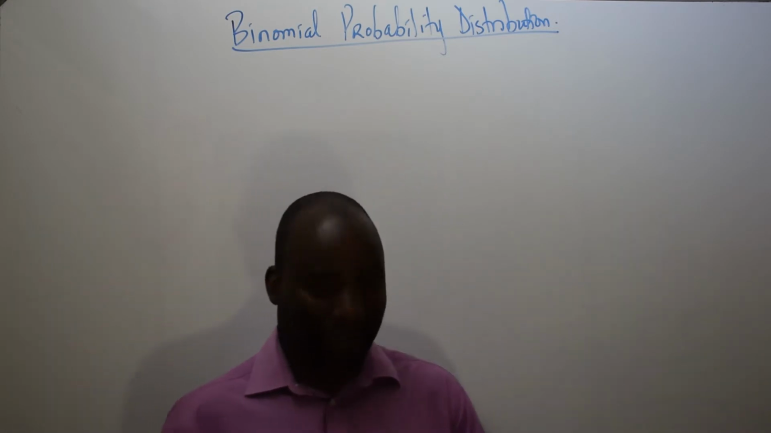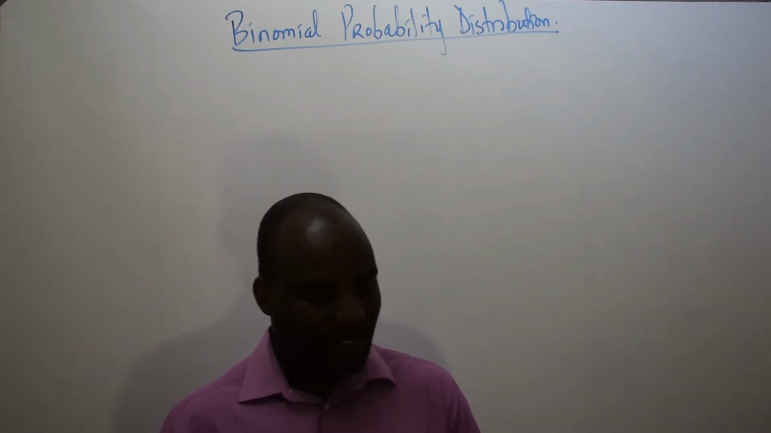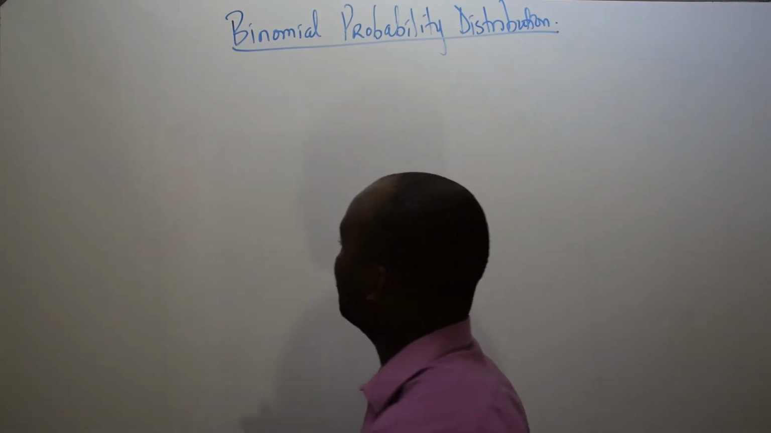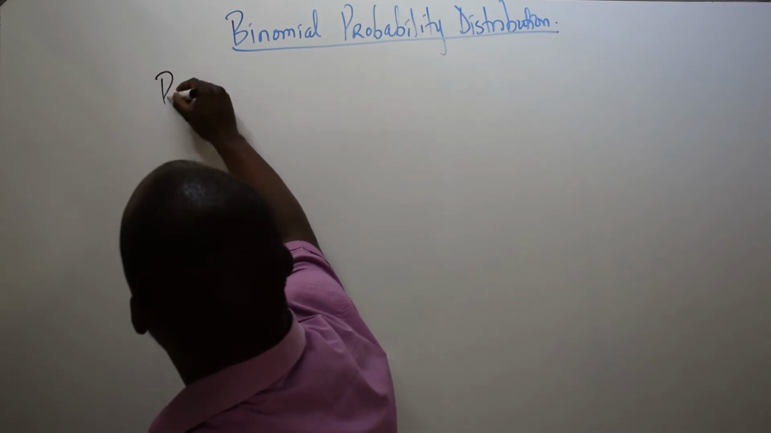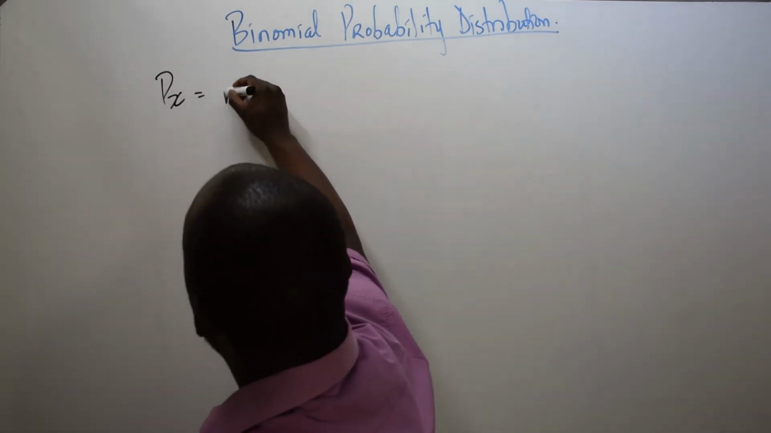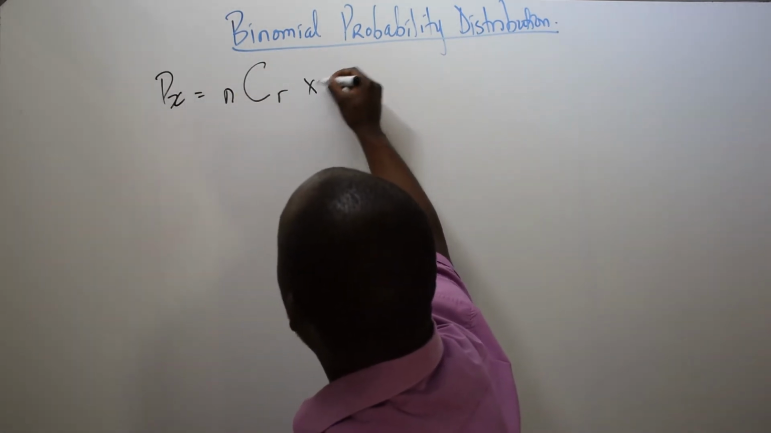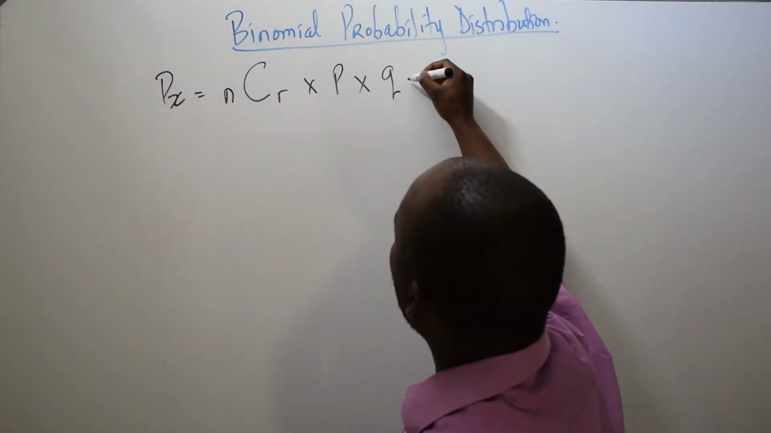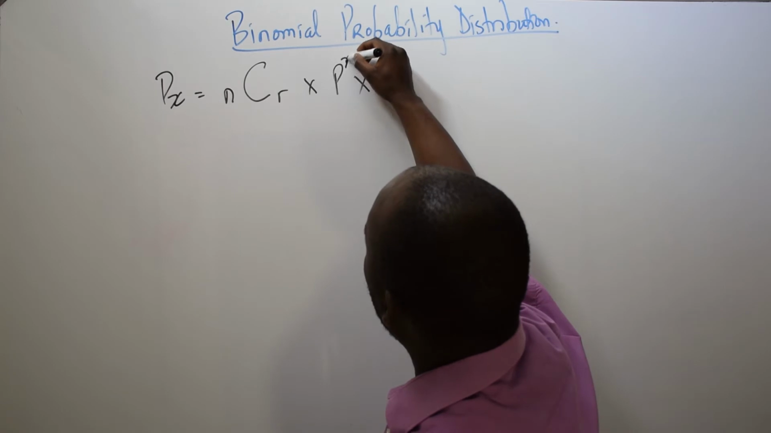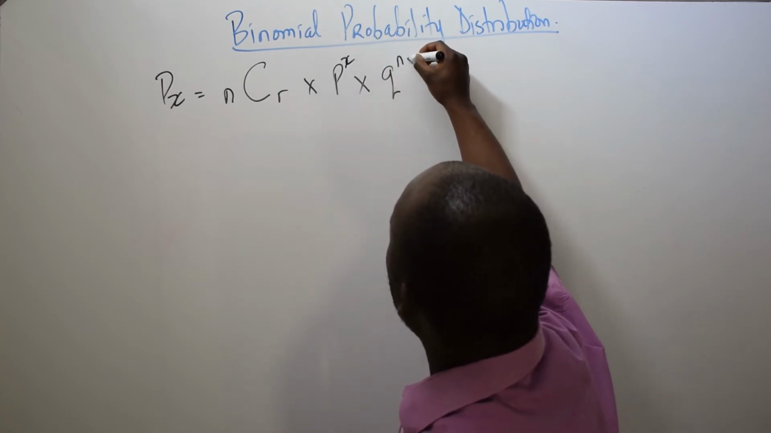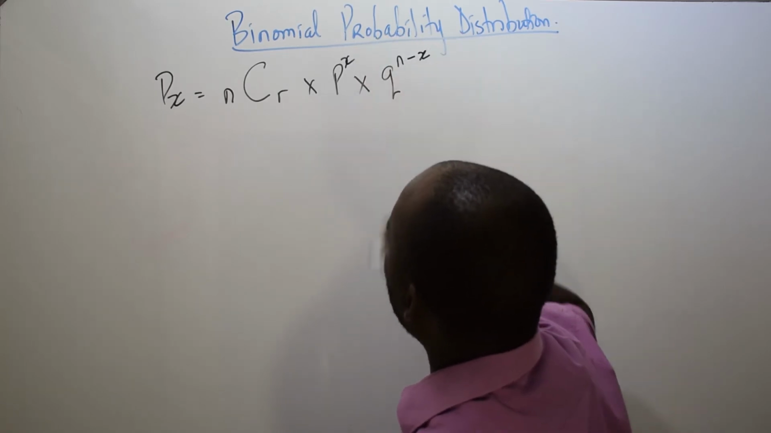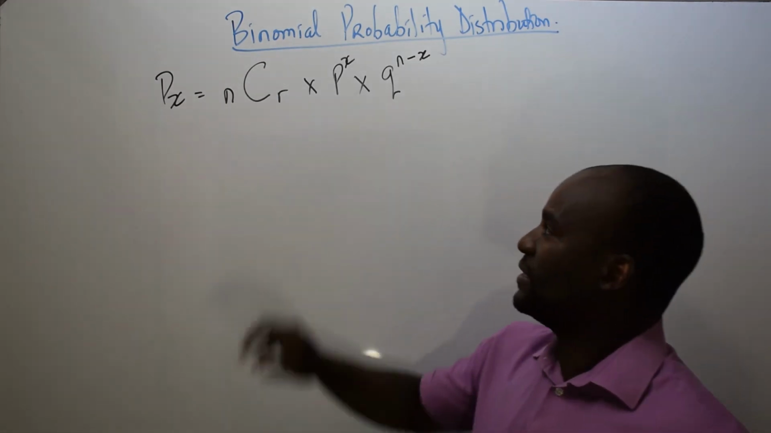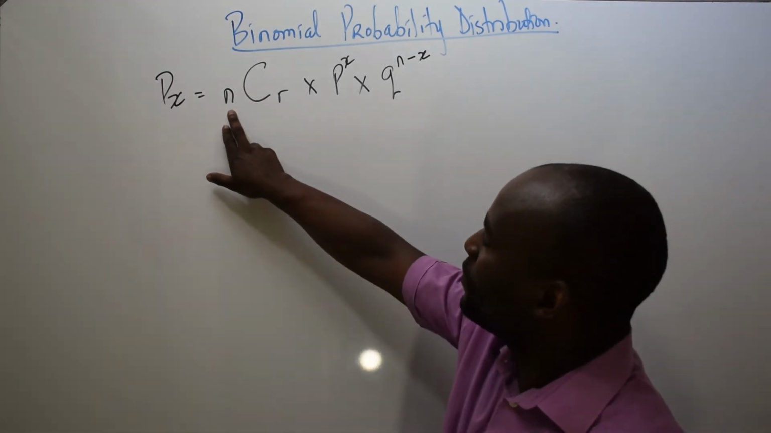That makes it a binomial probability distribution. So let me first write the formula for binomial probability distribution. So we're going to say P(x) is equal to nCr multiplied by p multiplied by q, this is to the power of x, and this is to the power of n minus x. So that's our formula.